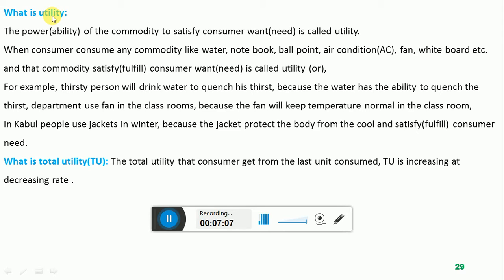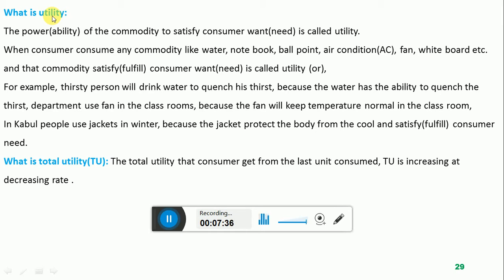It means this jacket provides you satisfaction. If we are making a journey from one city, Kabul, to Jalalabad, why are we using a car? Because the car provides us satisfaction. The car fulfills our need. In the car we are comfortable. We easily move from one city to the other. It means the car is the commodity, and this car fulfills our need and provides us satisfaction.